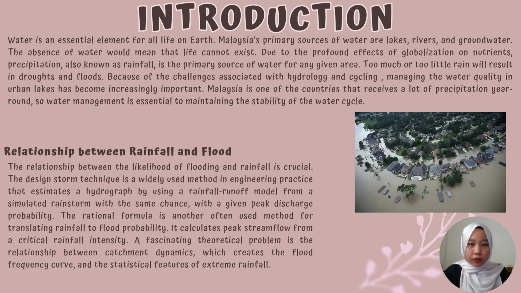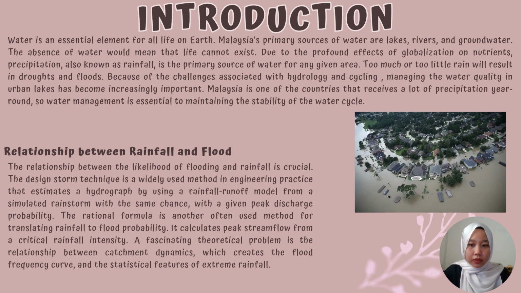The relationship between rainfall and flood. The relationship between the likelihood of flooding and rainfall is crucial. The design storm technique is a widely used method in engineering practice that estimates the hydrograph by using a rainfall runoff model from a simulated rainstorm with the same chance as a given peak discharge probability. The rational formula is another often used method for translating rainfall to flood probability. It calculates peak stream flow from a critical rainfall intensity.